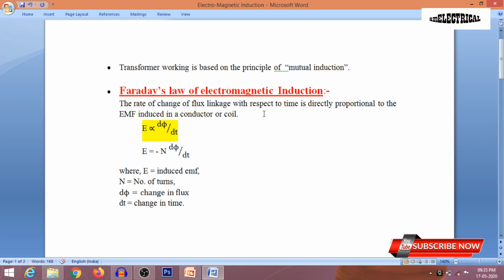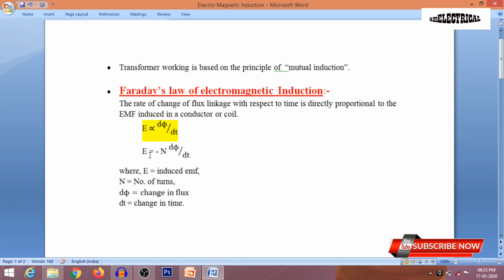Faraday's law of electromagnetic induction states like this: the rate of change of flux linkage with respect to time, that is d phi dt, is directly proportional to the EMF, that is E, induced in a conductor or coil, that is E varies as d phi dt.